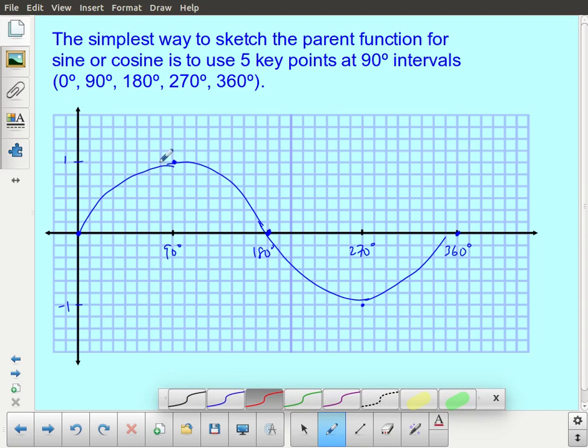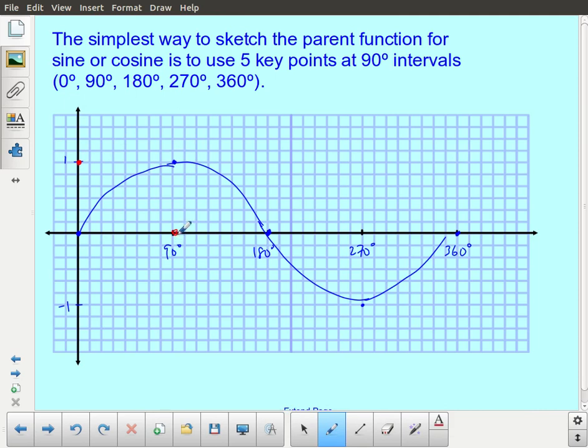Cosine, I could do a better job of that graph, but that's not really the point of why we're here. Cosine starts at 1, then it goes to 0, then it goes to -1, then it goes back to 0, and it ends where it started at 1. That's terrible. I have to redo that.